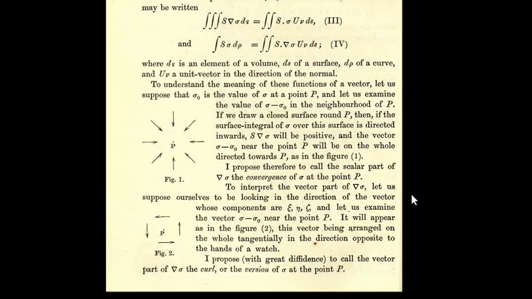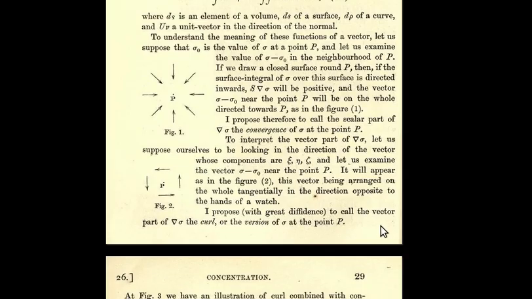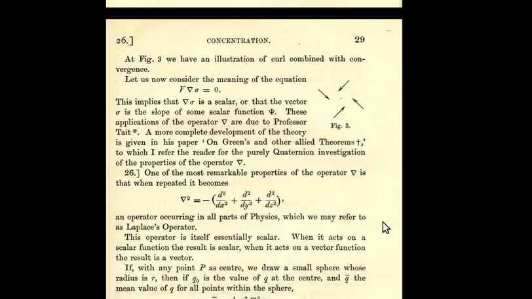To interpret the vector part of del sigma, let us suppose ourselves to be looking in the direction of the vector whose components are xi, eta, zeta, and let us examine the vector sigma minus sigma naught near the point P. It will appear as in figure 2, this vector being arranged on the whole tangentially in the direction opposite to the hands of a watch. I propose therefore, with a view to distinctness, to call the vector part of del sigma the curl, or the version, of sigma at the point P. In figure 3, we have an illustration of curl combined with convergence.